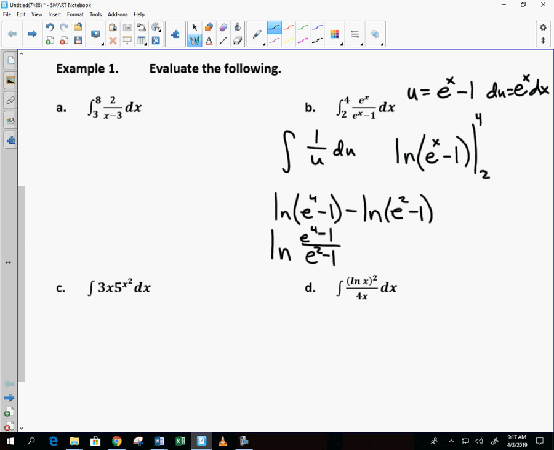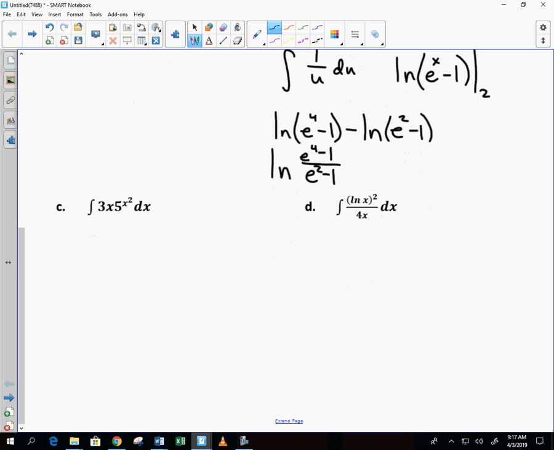Chris sees something awesome. He sees that the top factors, it's the difference of squares. So e to the 4th minus 1 factors into e squared minus 1 and e squared plus 1. So you see the e squared minus 1s will cancel, leaving us with the natural log of e squared plus 1.